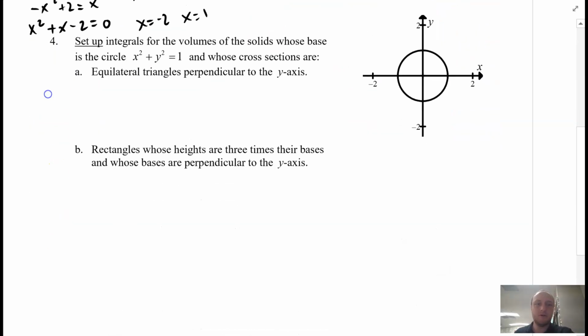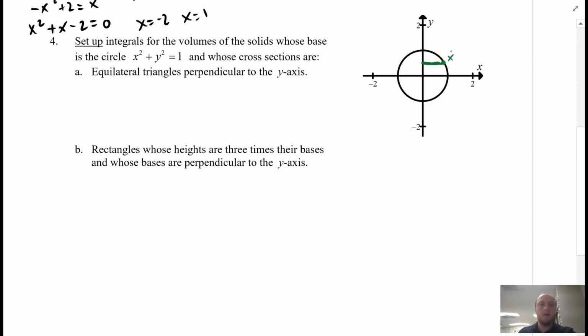All right, number 4, set up an integral for the volume of a solid whose base is the circle and whose cross sections are equilateral triangles perpendicular to the y-axis. So now what I have is these sides that are perpendicular to the y-axis. So it looks something like this. Now this distance is going to be x, right? From here to here is x.